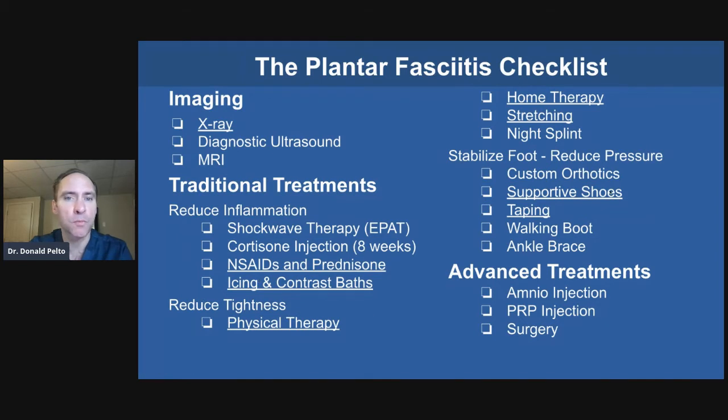I like home therapy. So home therapy could be some type of foam rolling or a scraper to scrape the back of your calf. Stretching is a really good way to start. I tend to find a lot of patients will try purchasing night splints. They try all these things. So let me explain. A night splint is only if you have pain getting out of bed in the morning. That's what the night splint is for. I find that the stretching is really effective.